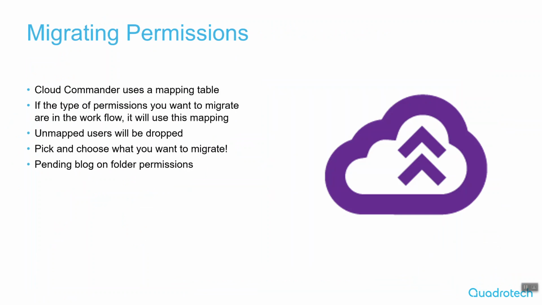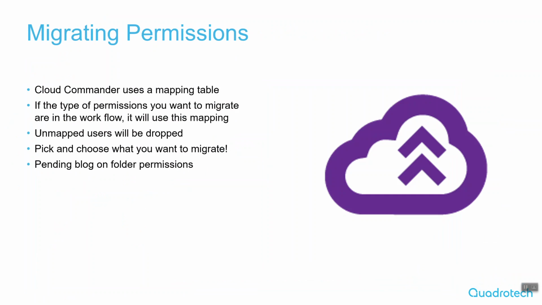For Cloud Commander, we migrate these permissions. You can choose which ones you want to move. To do this, it uses a mapping table. If you put it in the workflow, it will use this mapping table. And you can pick and choose what you want to migrate. There's a pending blog on our folder permission process, which is launching in early 2020. So that'll give some additional options on what to migrate and what not to.